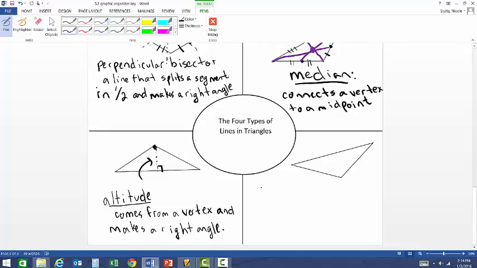And then the last line, we've heard of this before, is an angle bisector. And it's simply a line that splits an angle in half.